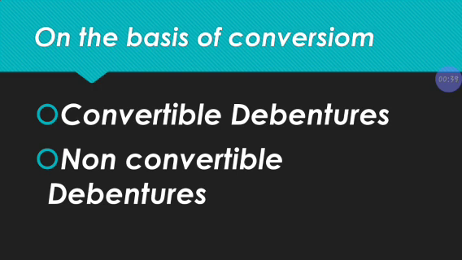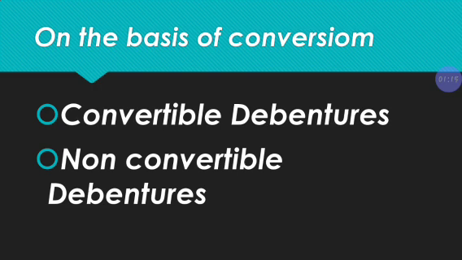Here debenture holders also have an advantage because of this conversion right. They get equity shares at a lower rate than the market value. Suppose the market value of the equity share is rupees 12, the debenture holder will get the equity share at rupees 10 or 9, depending on the company. Next comes the non-convertible debenture.